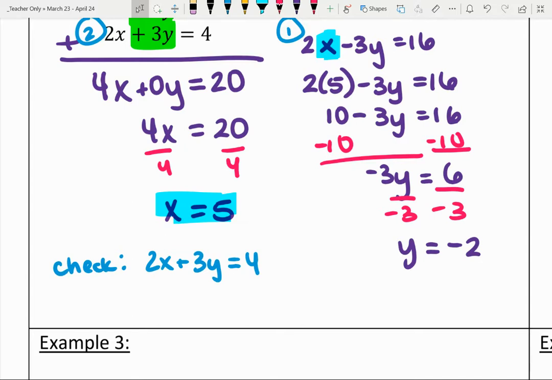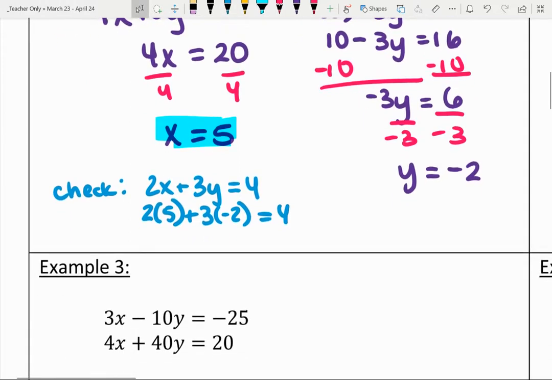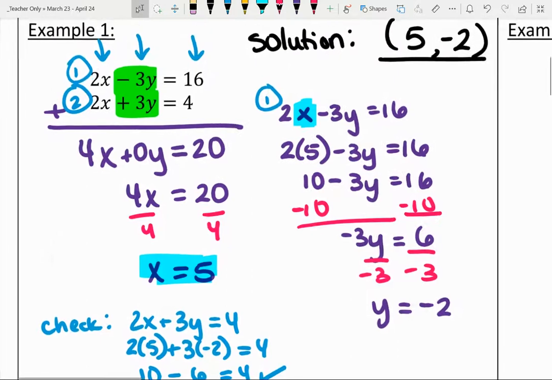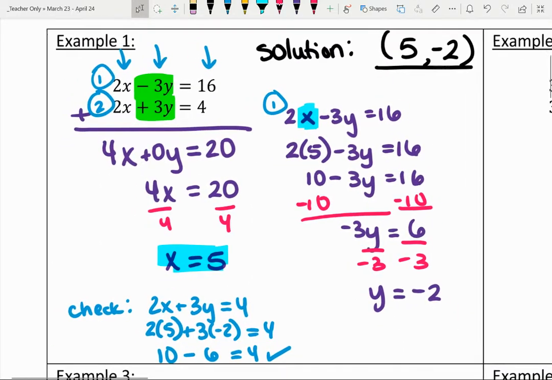So I'm going to replace x and y with 5 and negative 2. So 2 times 5 plus 3 times negative 2, and I want to verify that that does equal 4. That'll be 10 minus 6, and if I remember correctly, 10 minus 6 actually is equal to 4. So our solution of 5, negative 2 is exactly what we want. Again, this process was made really easy because we were able to very quickly eliminate those y values.